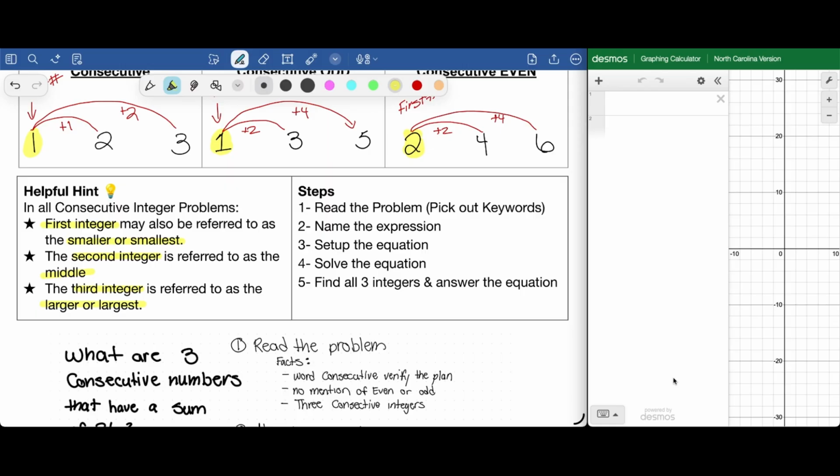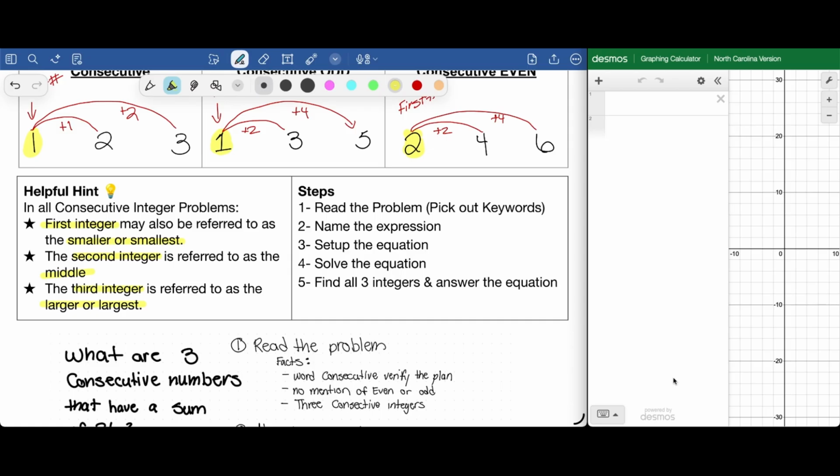That means we're going to go through that problem and pick out keywords. Then we're going to name the expressions. What I mean by naming the expressions is once you read it, you'll know how many numbers you need. So when we set it up, it's either going to be x, x plus 1, x plus 2, or it can be x plus 2, x plus 4, if you're solving for 3, or 2, or even 4.